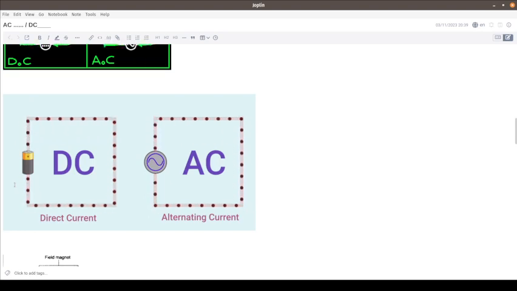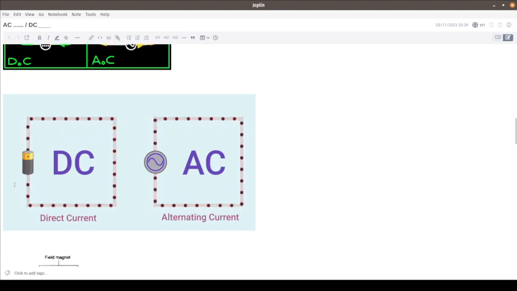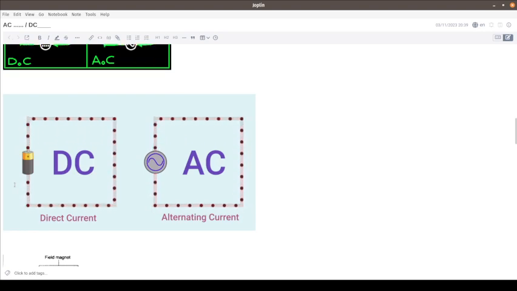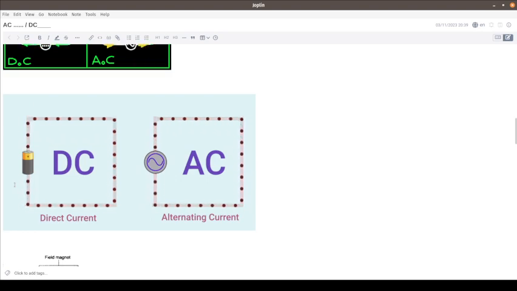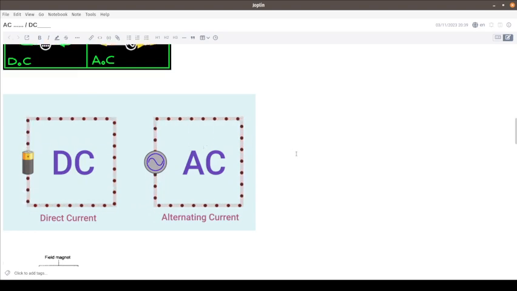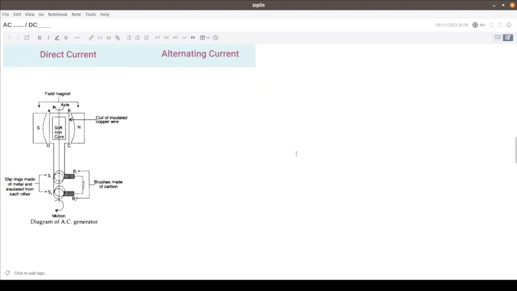Okay, and this device is a special type of electrical generator designed to produce AC current, and it's called the alternator. So you can see this diagram. What is that? It is a loop of wire. You can see the loop of wire.